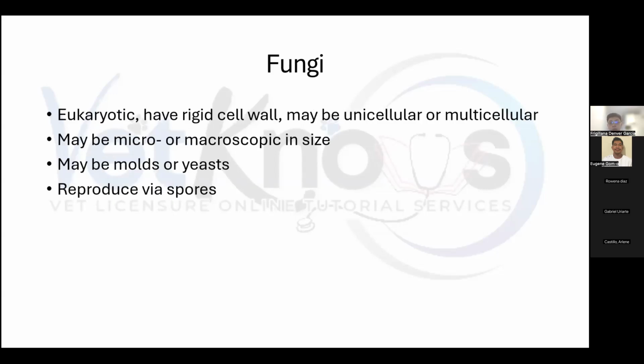Okay, next we have fungi. So they are eukaryotic. They also have cell walls and may be unicellular or multicellular. Ginagawa kong palatandaan ulit dito for multicellular forms of fungi would be M to M. So multicellular, they are molds, and unicellular, these are yeasts. They reproduce via spores. They may be micro or macroscopic in size.